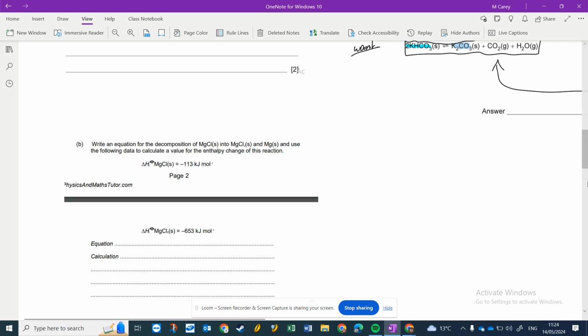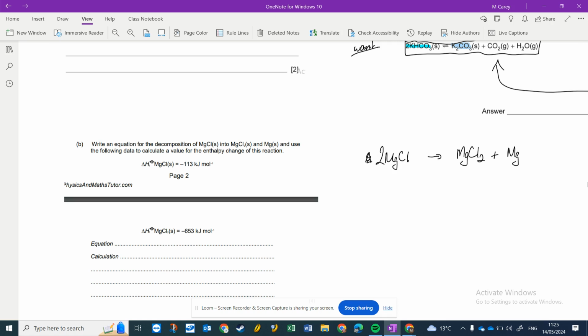So this one here is from AQA, MgCl, right? So let's write the equation first. So we've got MgCl gives you MgCl2 plus Mg. Now to make that balance, it's definitely going to be a 2 here. Okay, so you have to do your balanced chemical equation.